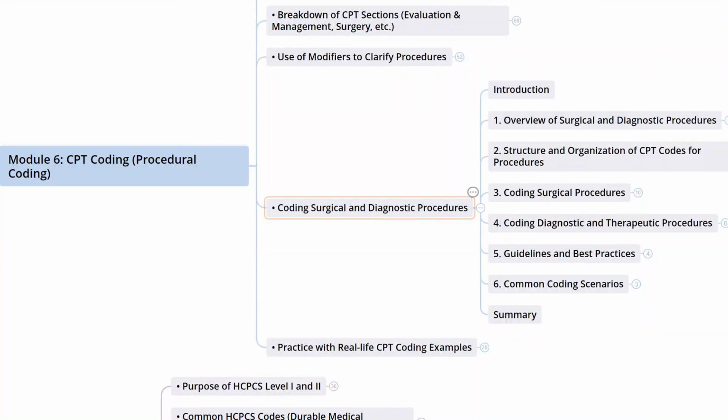Next, coding surgical and diagnostic procedures. Introduction. Accurately coding surgical and diagnostic procedures is vital for proper reimbursement and compliance. This module guides you through the principles and best practices for selecting and applying CPT codes for a broad range of surgical and diagnostic interventions, ensuring precise documentation and billing.